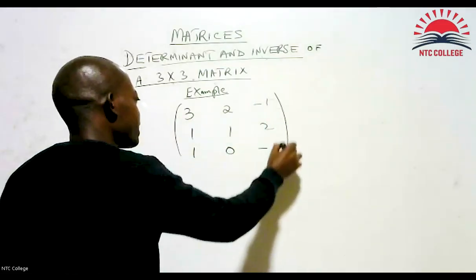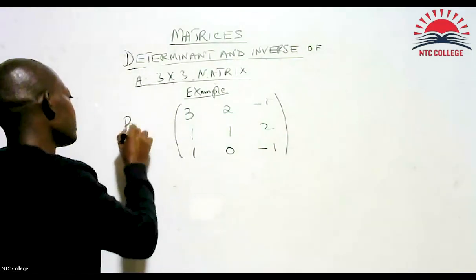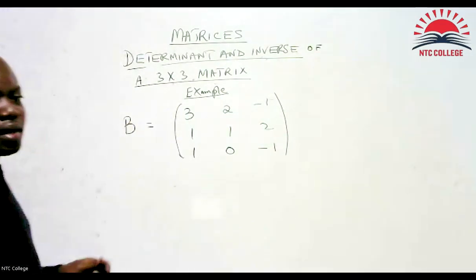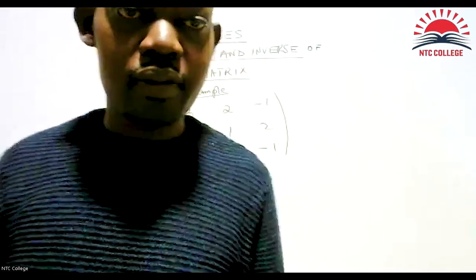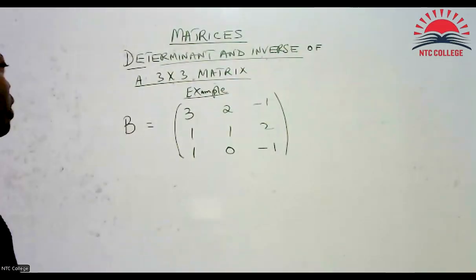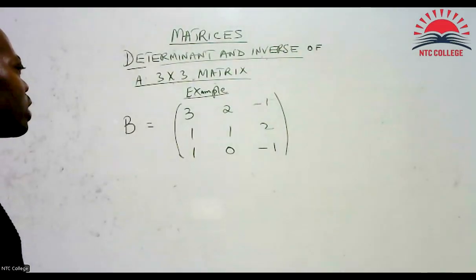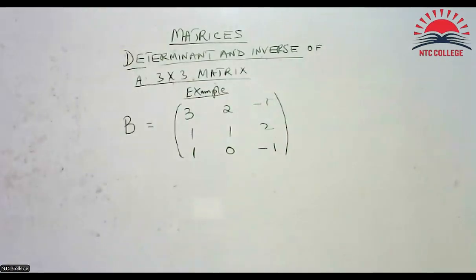Let's call our matrix B. Let us name it B. Correct. Our matrix B is given as follows: 3, 2, -1, 1, 1, 2, 1, 0, -1. Our objective, first of all, is to find the determinant.